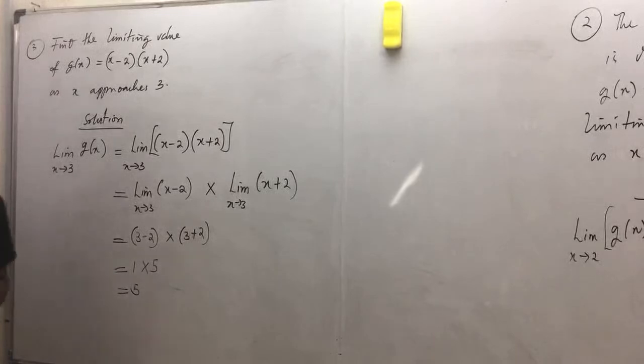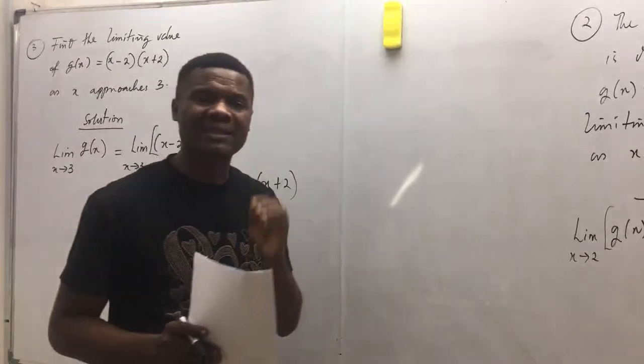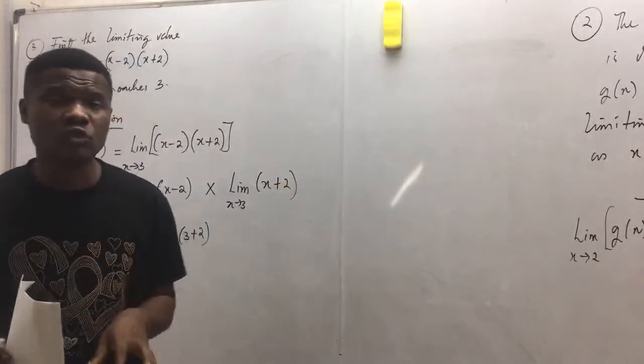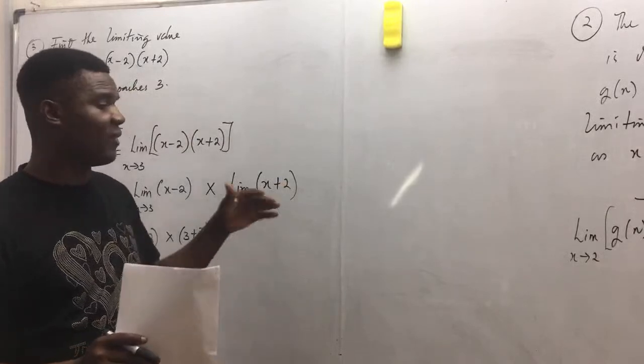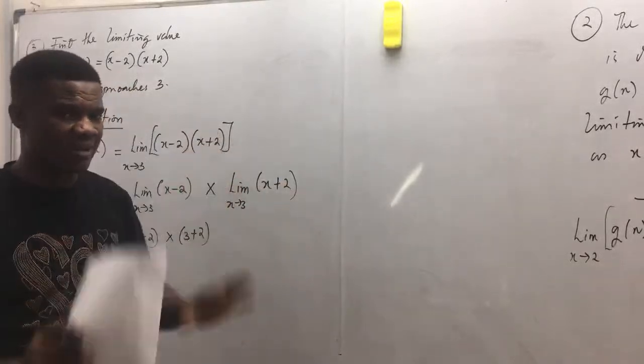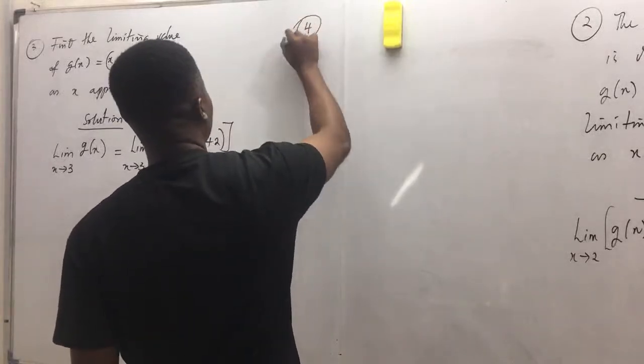Take note, the limits of polynomial functions are obtained by direct substitution. So all you have to do is substitute for x the value to which x is approaching, and then simplify. Now, let's go to problem number 4.